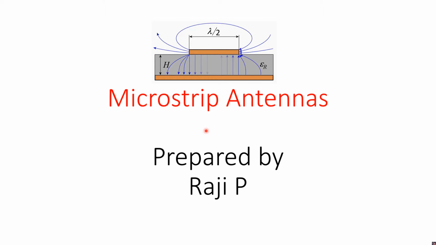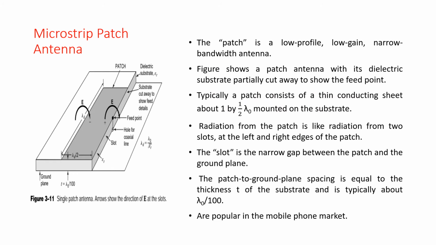This lecture deals with microstrip antennas. In this topic, you will be learning about the salient features of microstrip antennas. What is a rectangular microstrip patch antenna? Then what are the different feed methods used for microstrip patch antennas? And the characteristics that affect microstrip patch antenna. So to start with, what is a microstrip patch antenna?